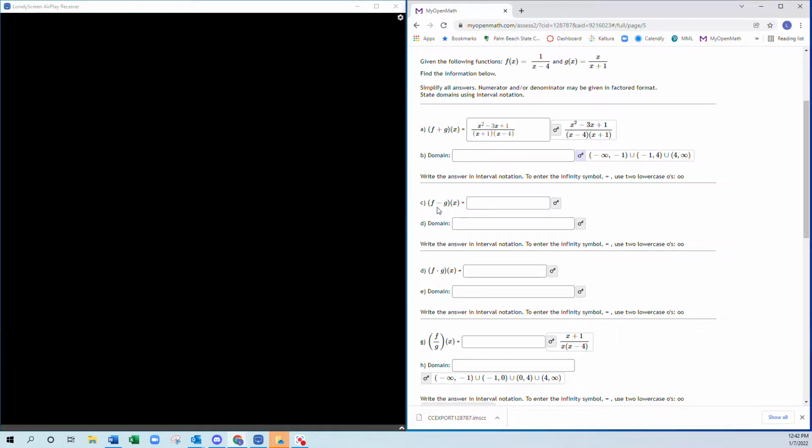All right, so it still is f of x minus g of x. So now I have f of x is 1 over x minus 4, and I subtract g of x, which is x over x plus 1. Because it is adding or subtracting fractions, I need to find a common denominator. So I multiply f of x times x plus 1 in the top and bottom. And g of x gets multiplied times x minus 4 in both the top and the bottom.